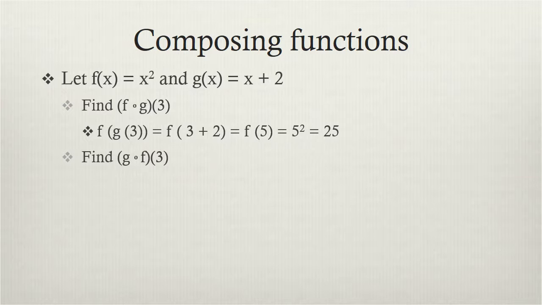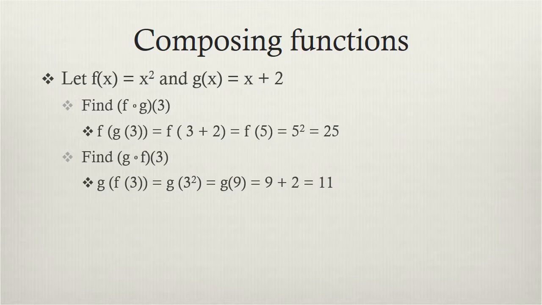Now you try g of f of 3. Pause the recording and try it, and resume to check your answer. Okay, again, you're going to start with f, and you're going to do f to the number 3, which means we're going to square it. So 3 squared is 9, and then we're going to take that and put it into g, which means we're going to add 2 to it, which gives us 11.